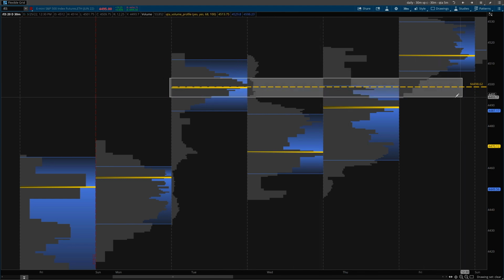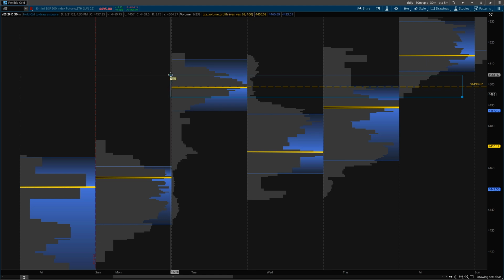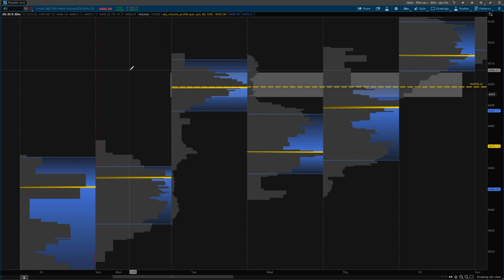But let's just say we wanted to really isolate out this zone. Let's activate this for a second and cover over all the high volume nodes. When I'm referring to high volume nodes, if we split this, these are the volume nodes right here, right? This is where it spikes out, and this is where it comes back down. This right here is our point of control.